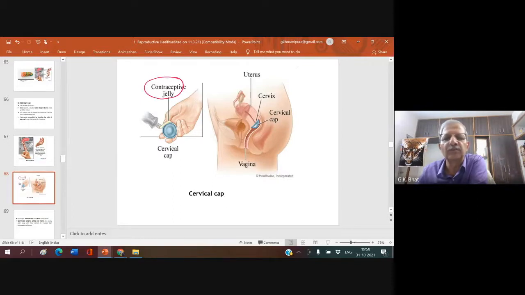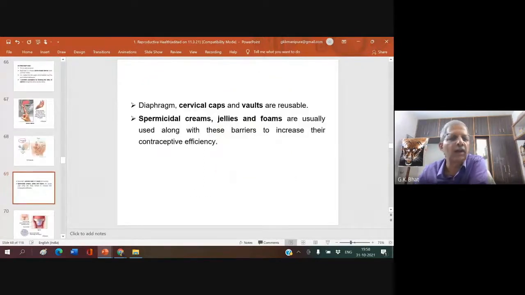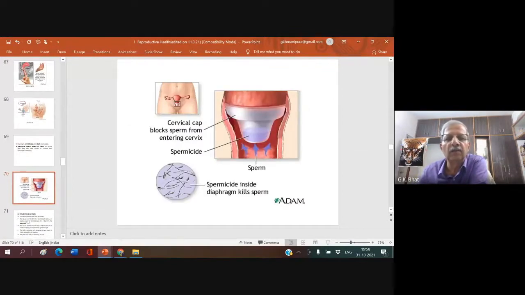And this is the cervical cap with the contraceptive jelly, and then it is placed here. What is the advantage of this contraceptive gel? It is a spermicide. Spermicide is applied there. Look here, this is the spermicide, and this is the cervical cap. This is put in the cervical region. Now, the penis hits from here during coitus.